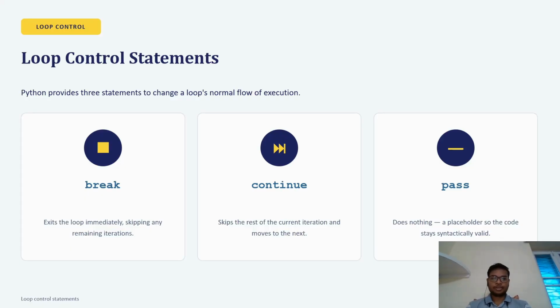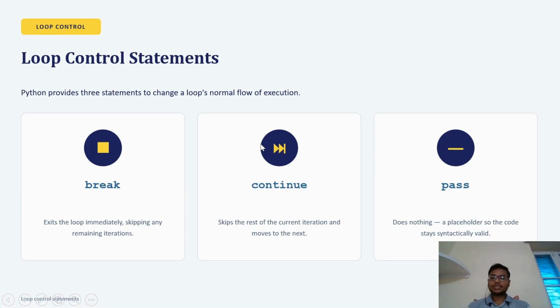What does it mean? Python provides three statements to change a loop's normal flow of execution. We have three types of control statements. First is break. What does break mean? It exits the loop immediately, skipping any remaining iterations. I hope you clearly understand what I'm trying to say. If you use break, at that point you immediately exit the loop. So we have to use the break statement here.